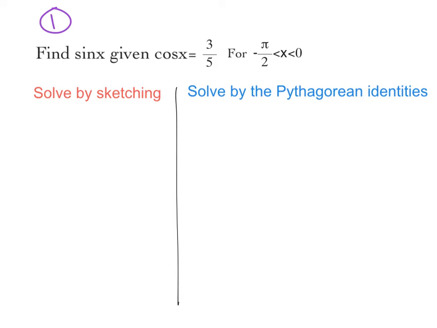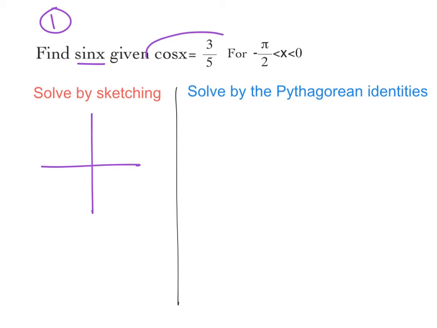Example 1 here. Find sine x given cos x equals 3/5 from negative pi over 2 to 0. Now we're going to solve this 3 ways. We actually solved these equations maybe a week or 2 ago, and we solved by sketching. And we're also going to solve with the Pythagorean Theorem. So let's first do the one we're familiar with. Let's solve by sketching.